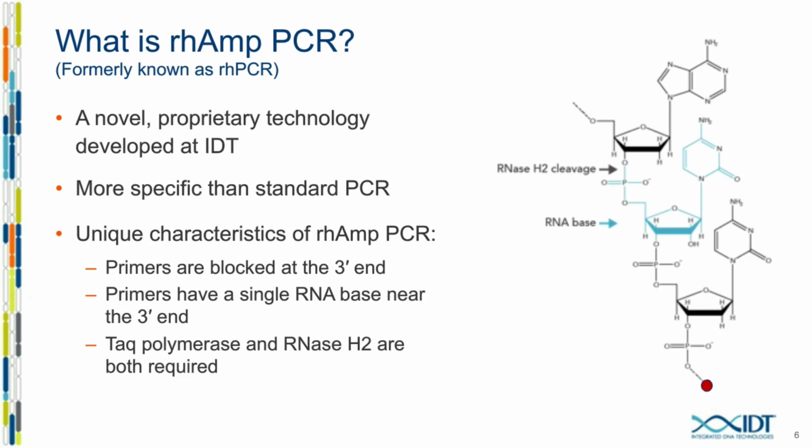So what is rhAmpPCR? If you've known IDT for a while, you've probably come across rhAmpPCR, formerly known as rhPCR. This is a technology that was developed at IDT, which is more specific than standard PCR. This is achieved by exploiting the unique properties of the enzyme RNase H2. This enzyme recognizes DNA-RNA heteroduplexes and cleaves at that site. So we've exploited this property to develop primers, which are blocked and have a single RNA base near the 3' end of each primer.